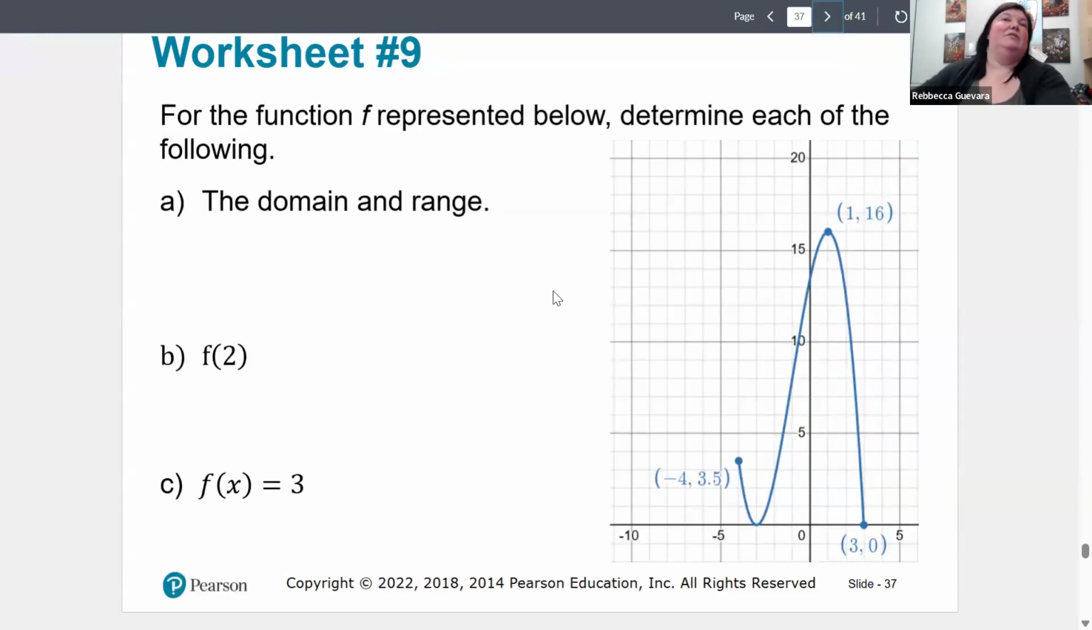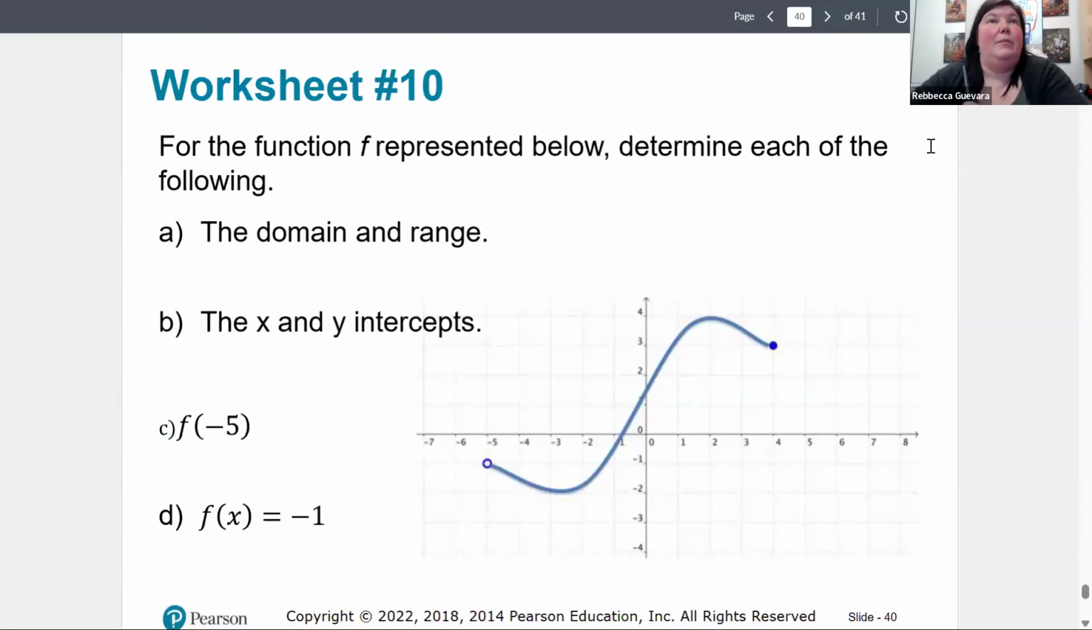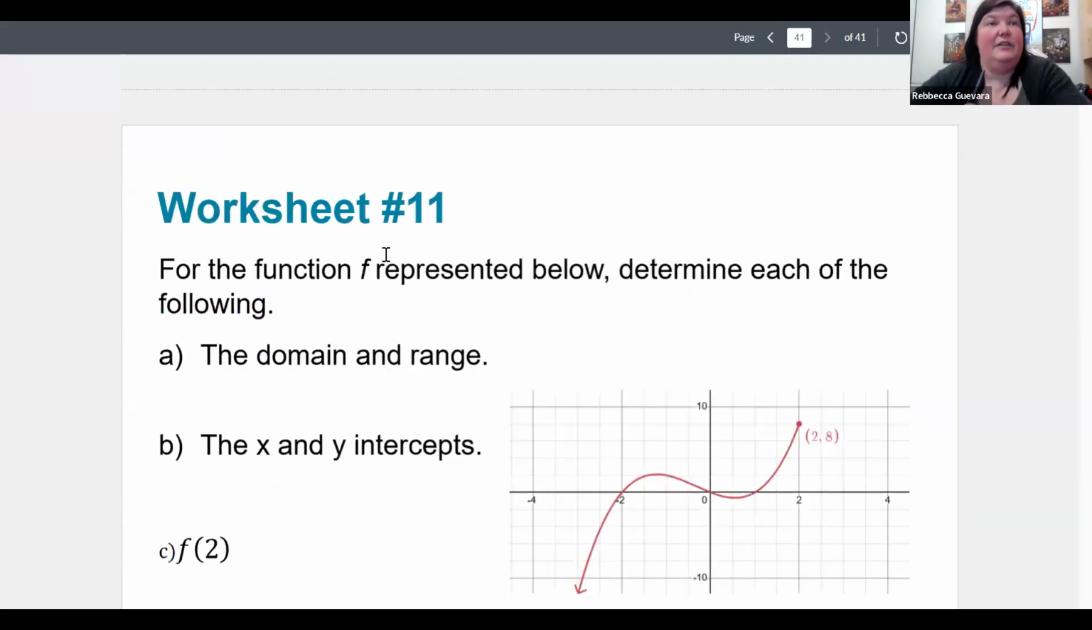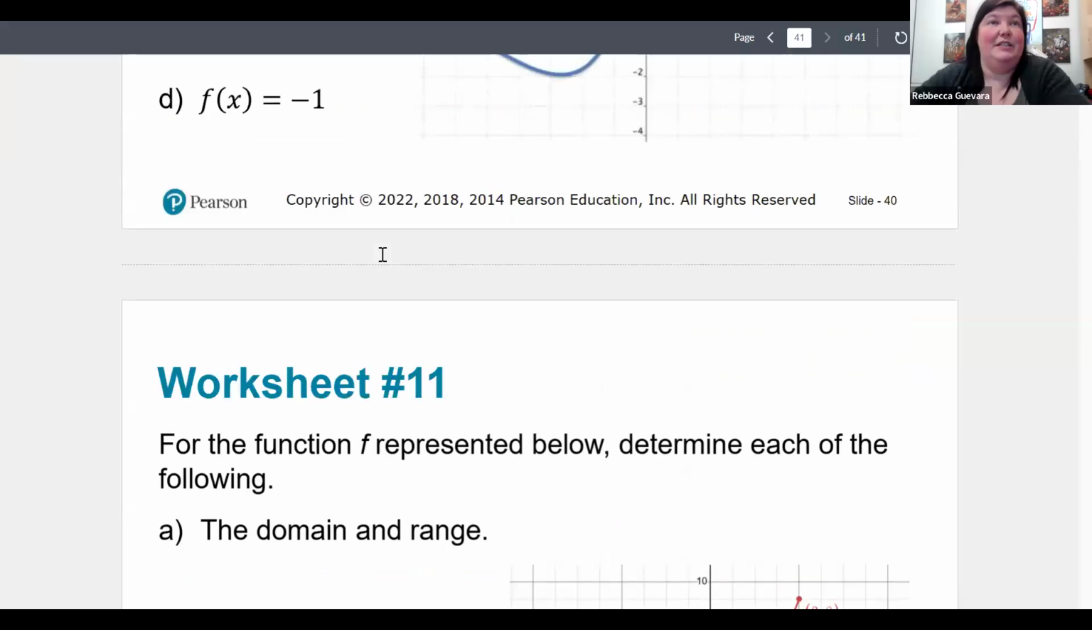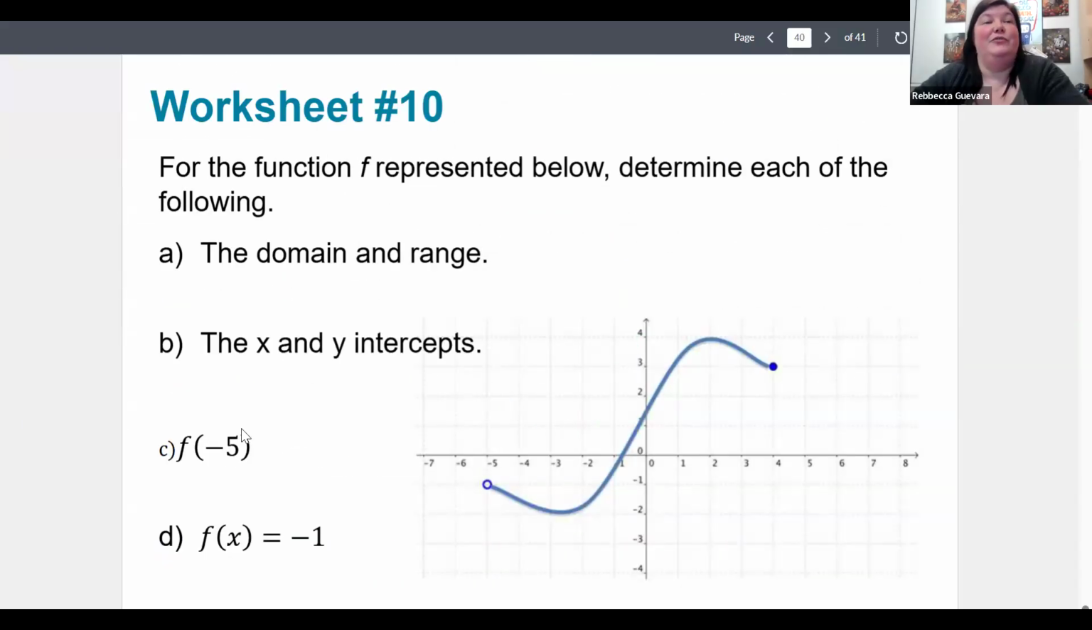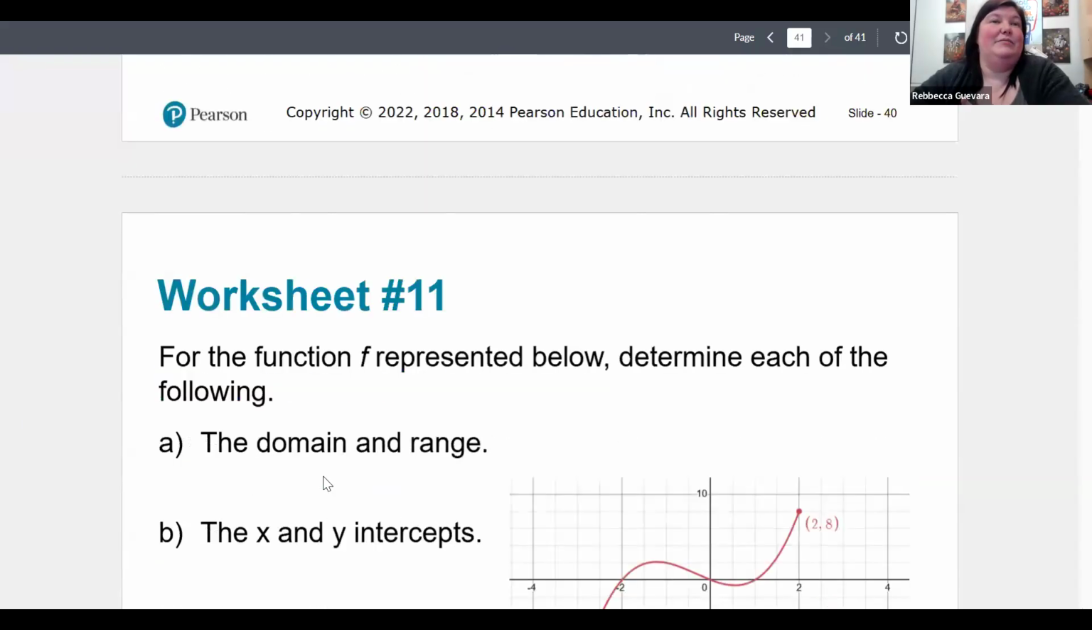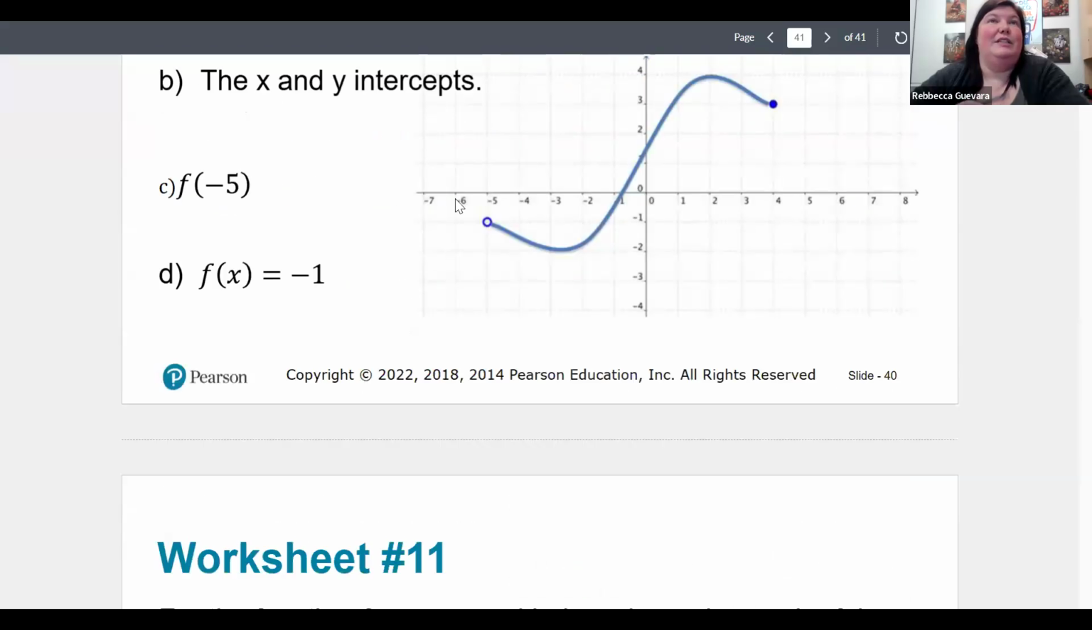Okay. So work on 9 here, find your domain and range. Don't worry about intercepts in this case. Find f of 2 and figure out when f of x equals 3. Then do 10 and 11. So here you're asked domain and range, and then you're asked for those x and y intercepts again, and then a function value in both cases. So 9, 10, and 11, work on those, see if you can find those domains, ranges, x and y intercepts, and then the function values that you were asked for.